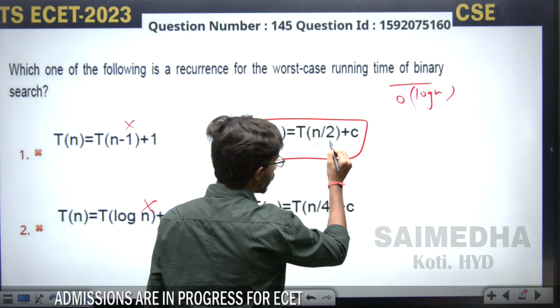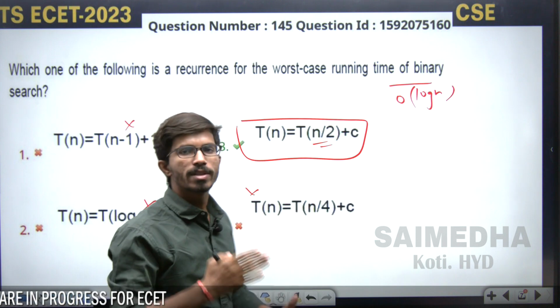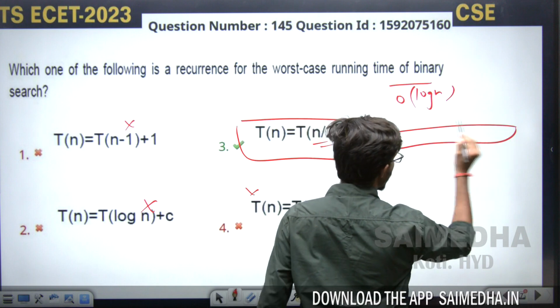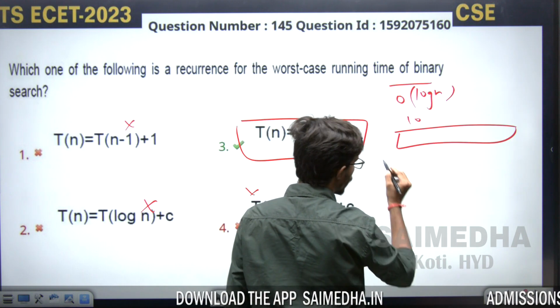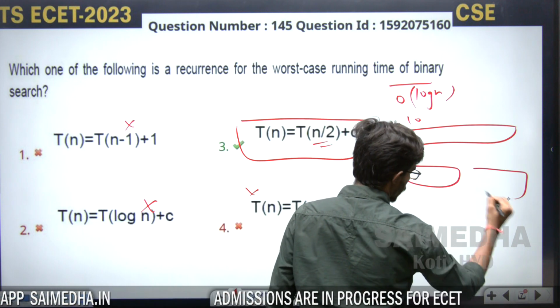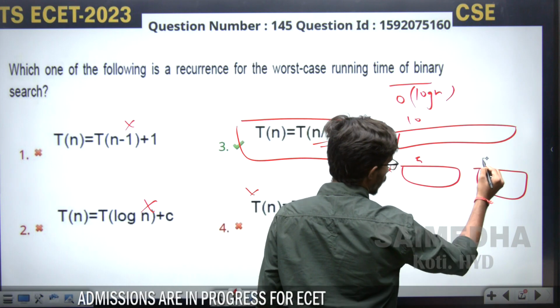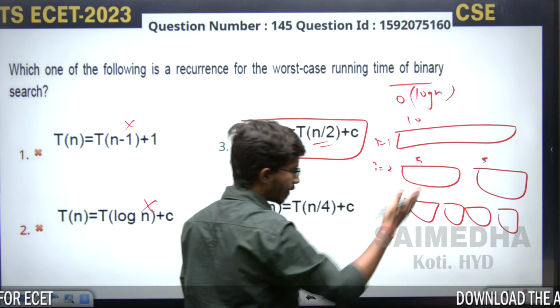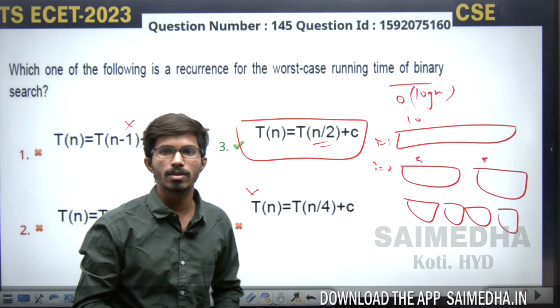So n by 2, because we have a comparison, right? We always divide the array by half. Suppose this is an array of size 10. In the first iteration, this is the array. In the second iteration, you divide the array into two parts, this with length 5 and this with length 5. Again, you divide into two parts. So you keep on dividing. That's the binary search algorithm.